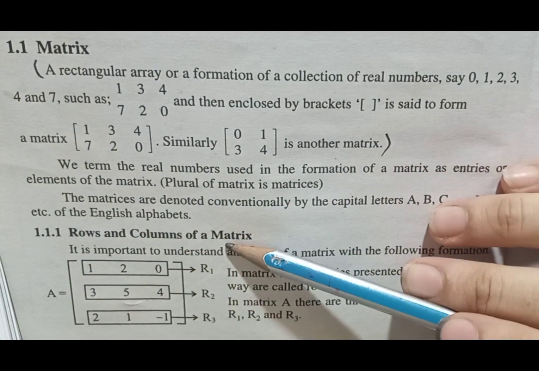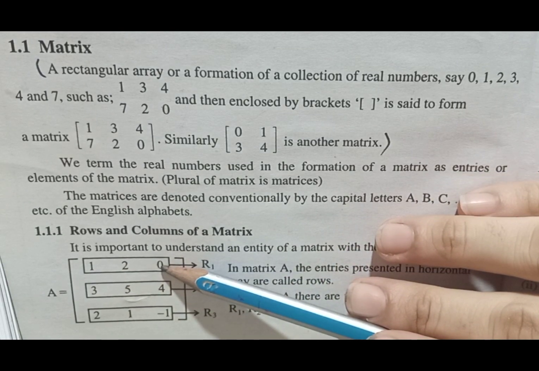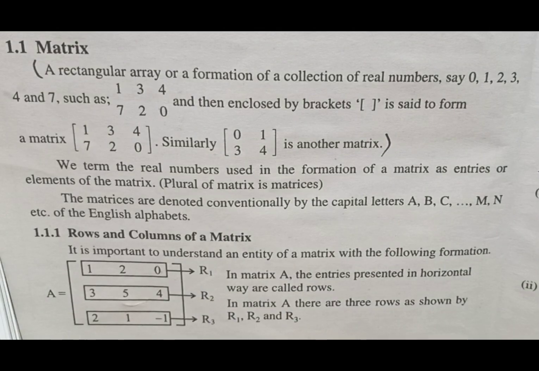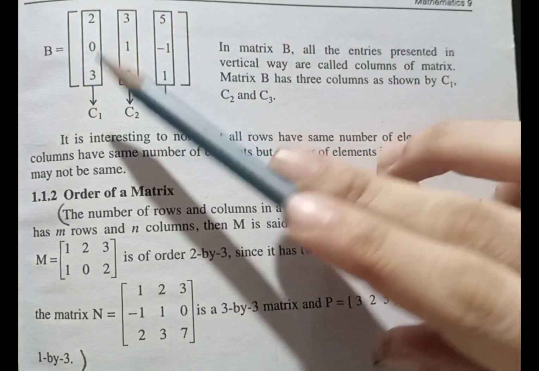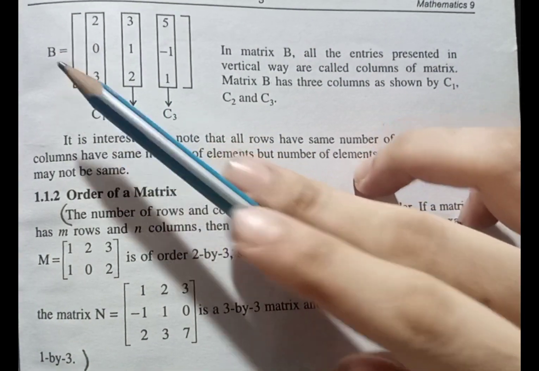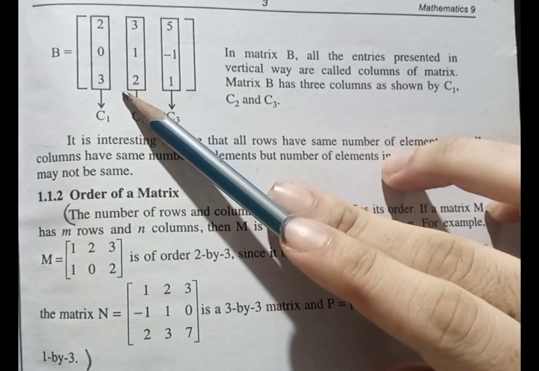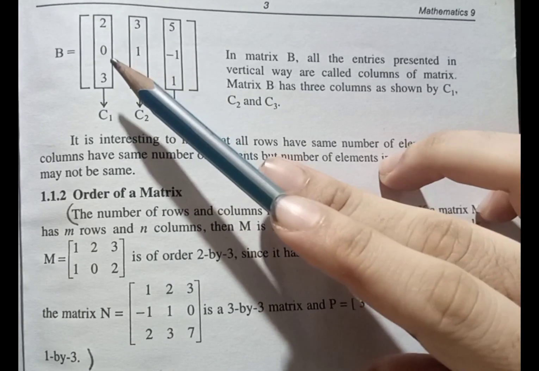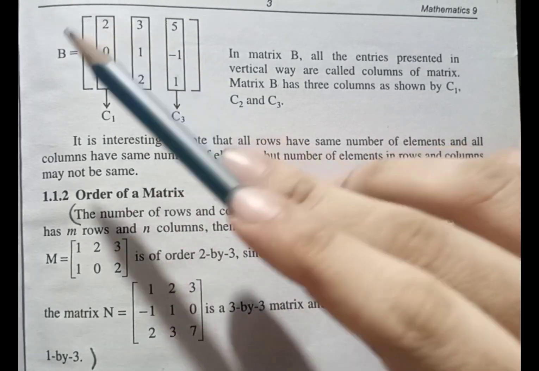Rows and columns of a matrix. The entries of a matrix in a horizontal way are called rows. Like there are 3 rows in this matrix. Columns of a matrix. This is matrix B, and the vertical form of entries in a matrix are called columns. 1, 2, 3. There are 3 columns in matrix B.